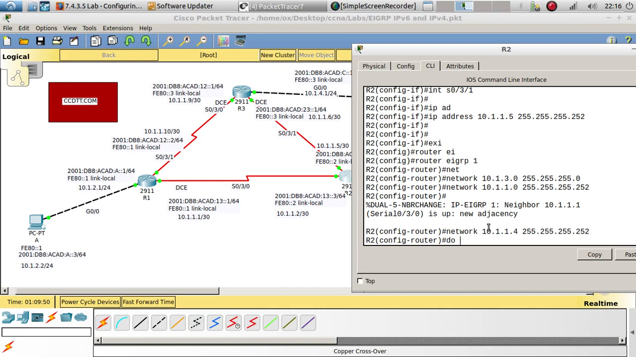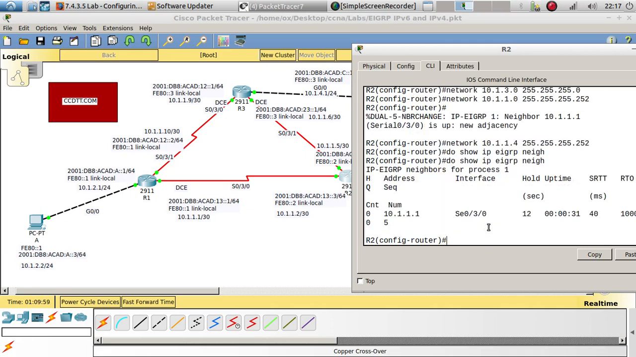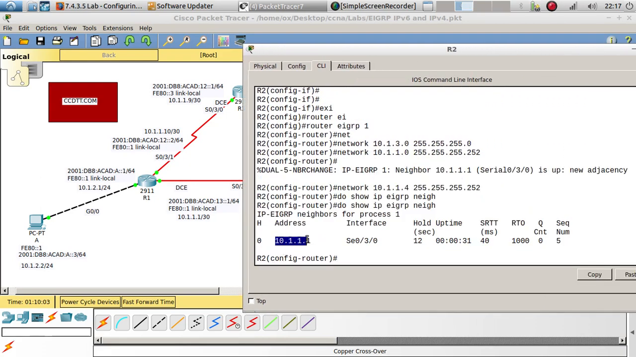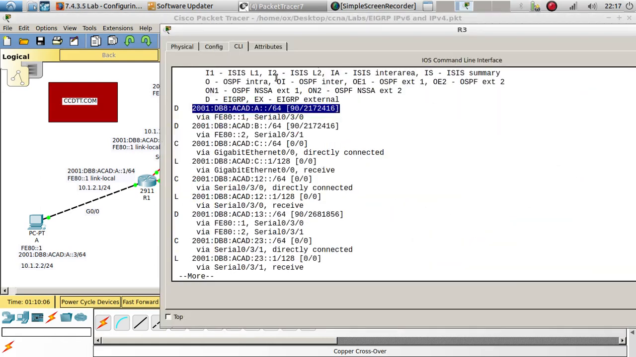And now we should do show IP EIGRP neighbor, and we can see that we have a neighbor relationship with router 1. So that's good. Now let's go ahead to router 3.